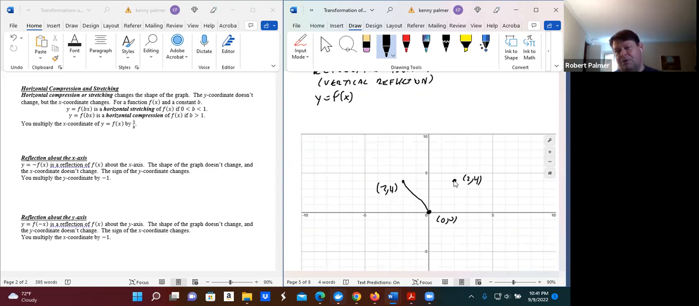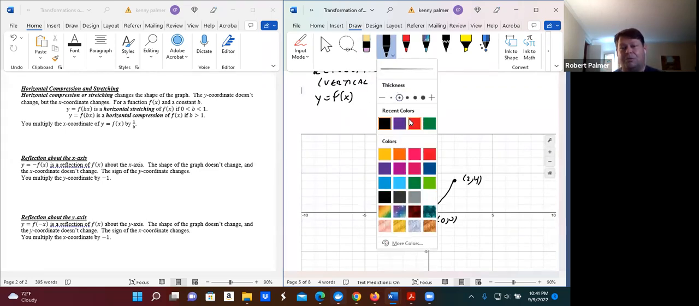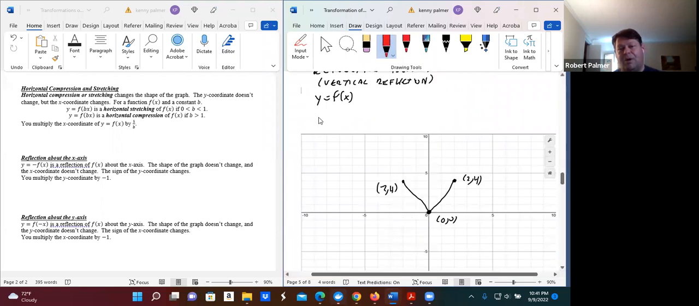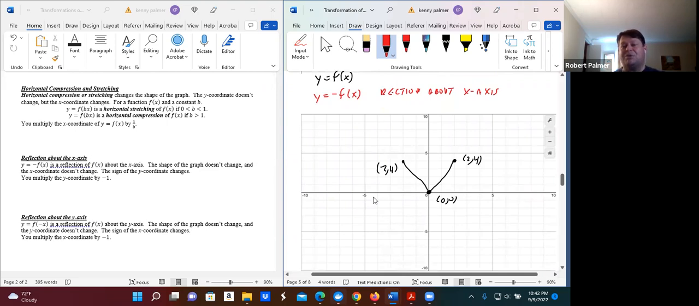Now, let's do a reflection about the x-axis. So I'll go to red here. I'm going to graph y is equal to negative f of x. Once again, this is a reflection about the x-axis, or a vertical reflection. So imagine I could take this graph, there's a screw on this side and I could actually turn the axis, just flip this over, and give me a mirror image of this graph across the x-axis. That's what I would get.